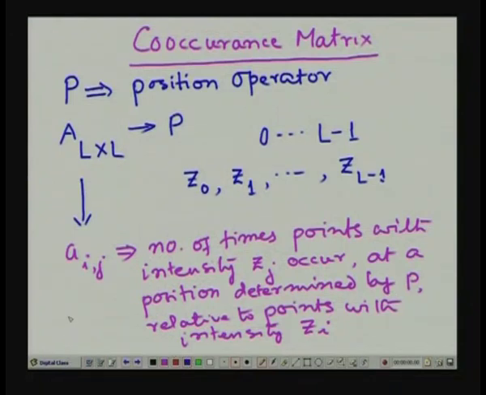Obviously, in this particular case the indices i and j will have values within the range 0 to capital L minus 1. So, I have a matrix A of size capital L by capital L. What I mean by this will be better explained with the help of an example. So, let us take an example matrix, assuming that it is representative of a particular texture image that we are considering.